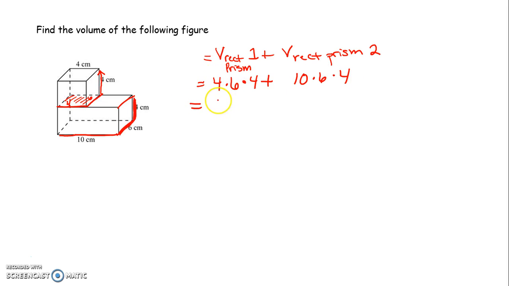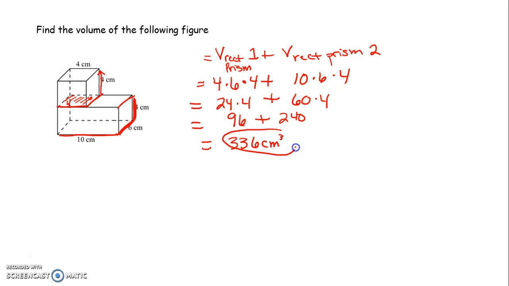So here, 4 times 6 is 24 times 4, 10 times 6 is 60 times 4. 24 times 4 is 96, plus 60 times 4 is 240. 96 plus 240 gets me to 336 cubic centimeters for the overall volume of this.